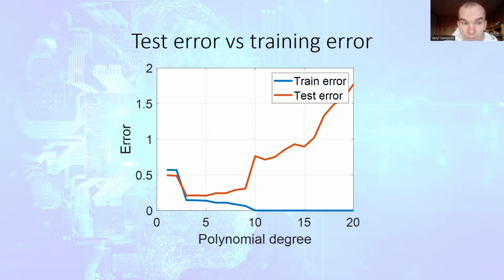And if we plot the training and testing error depending on the polynomial degree, we see that the training error quickly becomes zero with the growth of the order of polynomial, but testing errors start to grow. This is overfitting. This is the phenomenon of overfitting.